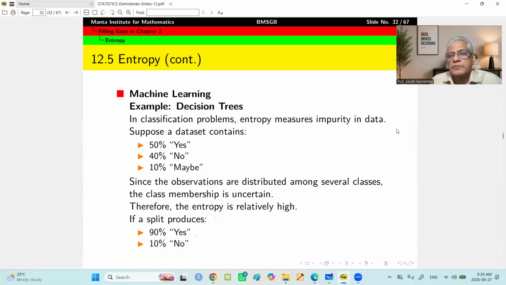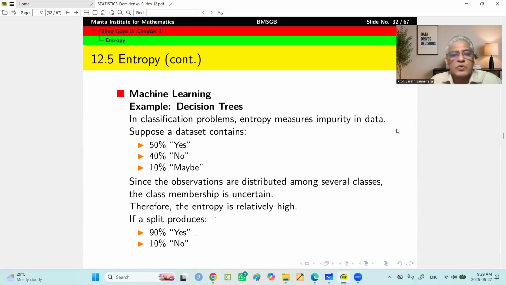In this case, since the observations are distributed among several classes, the class membership is uncertain to some extent. Even though two of them are somewhat close, there is a high probability of maybe. Therefore, it's difficult to predict. There's some uncertainty, high uncertainty. Therefore, the entropy is relatively high in this case.